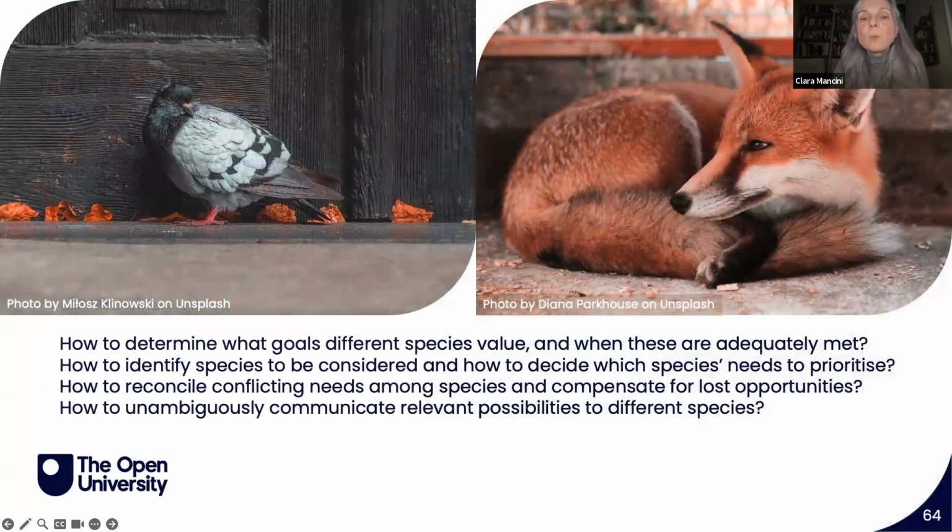But how to determine what goals different species value and when these are adequately met? How to identify species to be considered and how to decide which species to prioritize? How to reconcile conflicting needs among species and compensate for lost opportunities? How to unambiguously communicate relevant possibilities to different species?